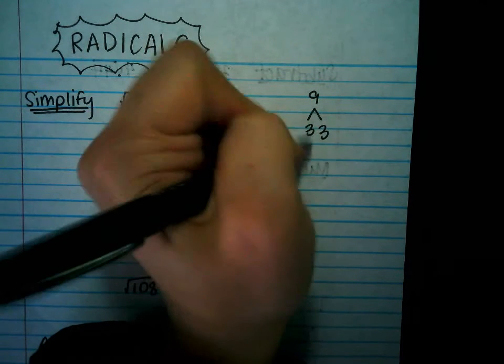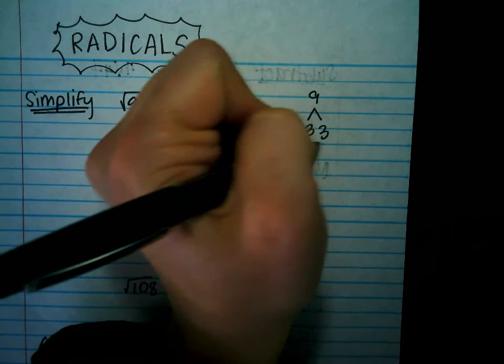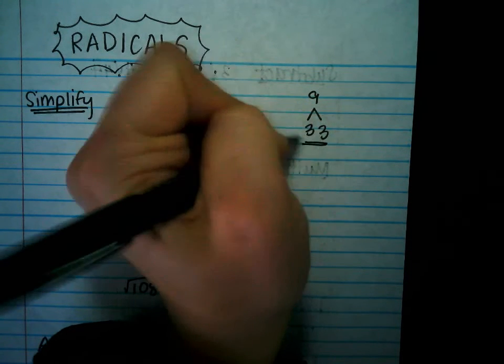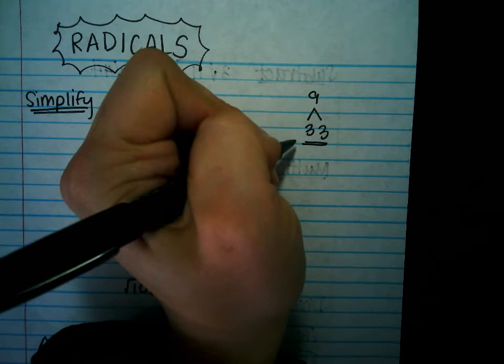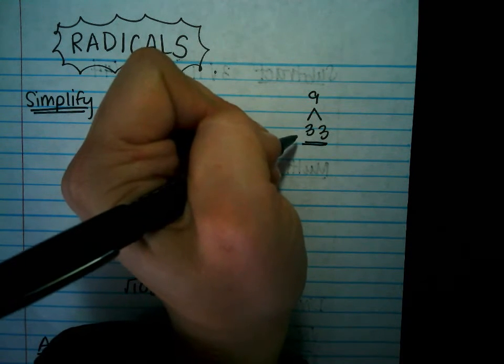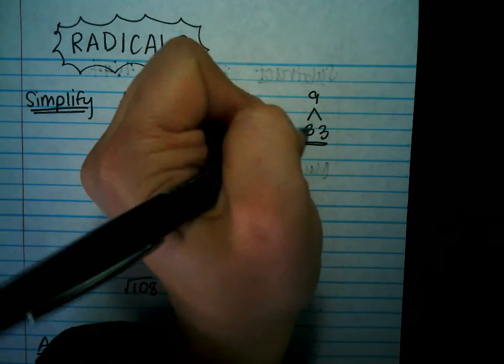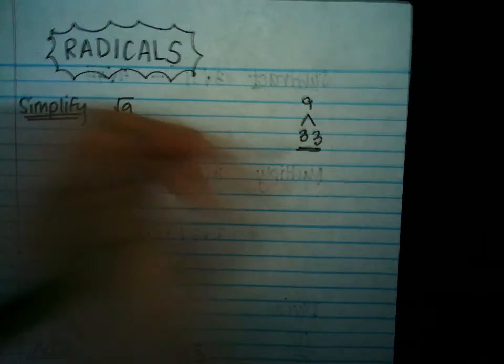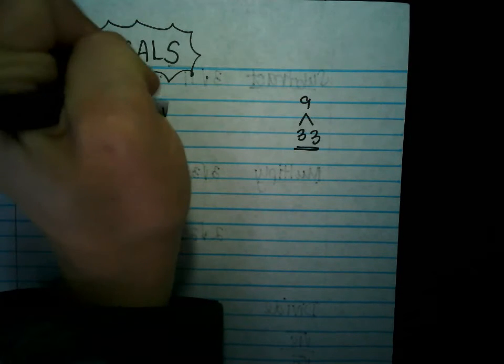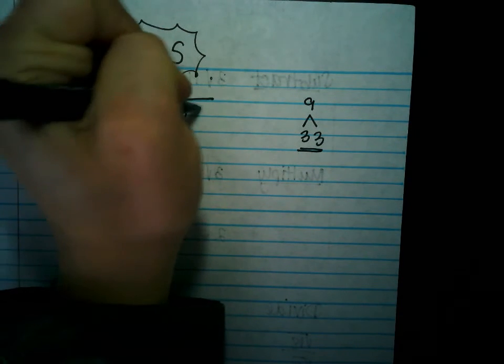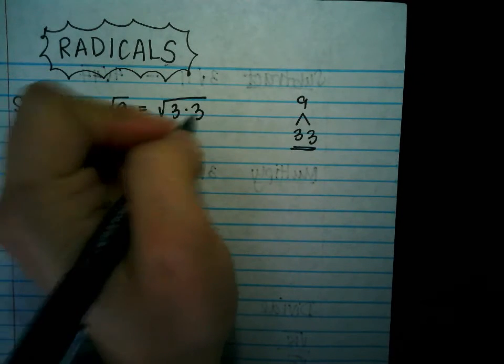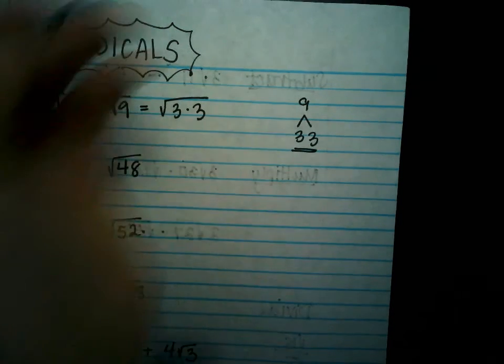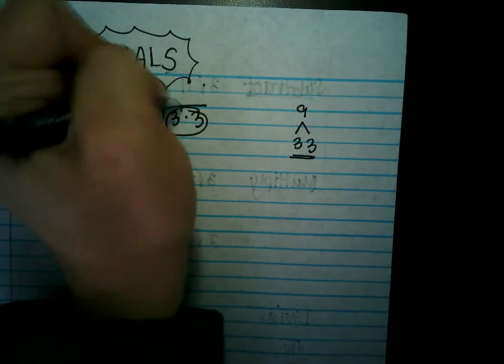A square root is looking for things that multiply together twice. So it doesn't have to necessarily be a prime number, but we get it down to the prime factors so we can see the very bare bones kind of what's multiplying into it. So I know that the prime factors of 9 are 3 and 3. So I'm going to replace that with 3 and 3. And those two appear twice, so that means I can take the square root of that.